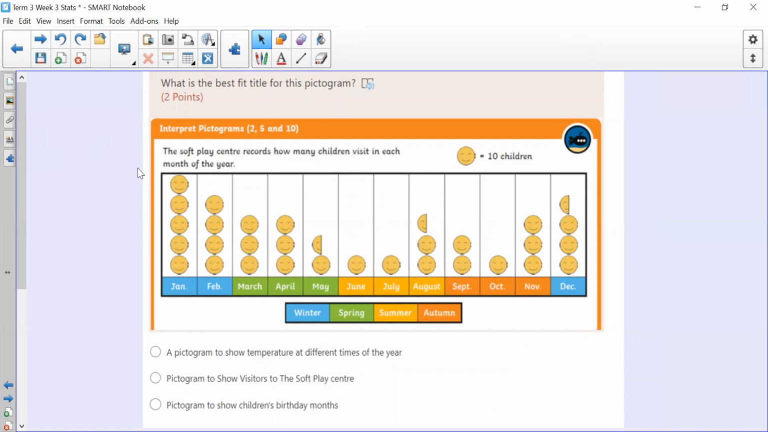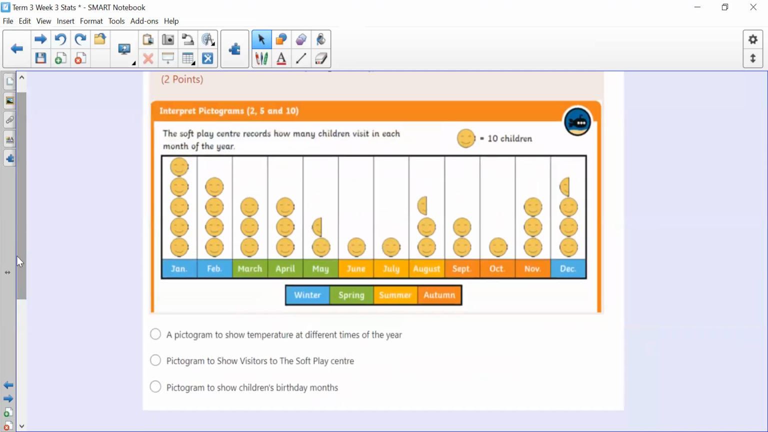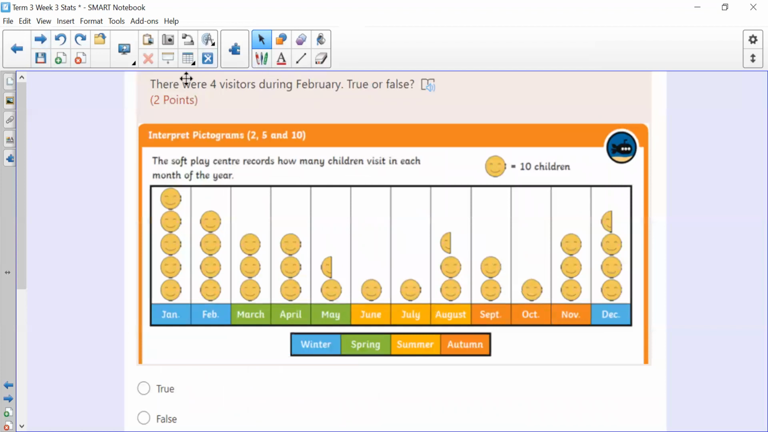Okay, another pictogram here. So what's the best fit title for this pictogram? So spend your time looking at it. A pictogram to show temperature at different times of the year. A pictogram to show visitors to the soft play centre. A pictogram to show children's birthday months. Okay, there were 4 visitors during February, true or false?